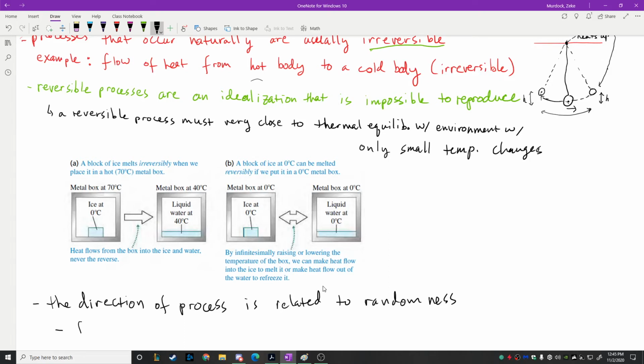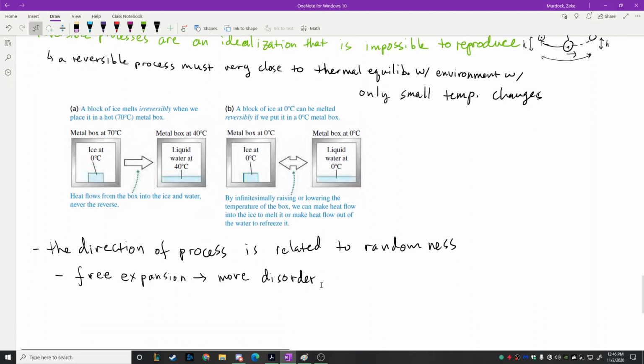If we think about free expansion of an ideal gas, free expansion was this picture of you have a gas in a container and you just let it expand to fill its environment. Free expansion leads to more disorder. You've got more molecules occupying a larger volume. Those molecules are then going to be more disordered. They're spread out. They occupy more volume. And the conversion of mechanical energy into heat that we just talked about also leads to more disorder.